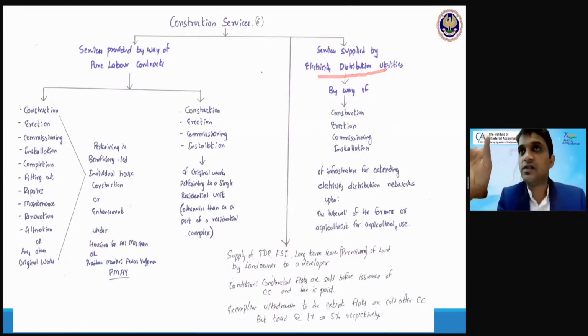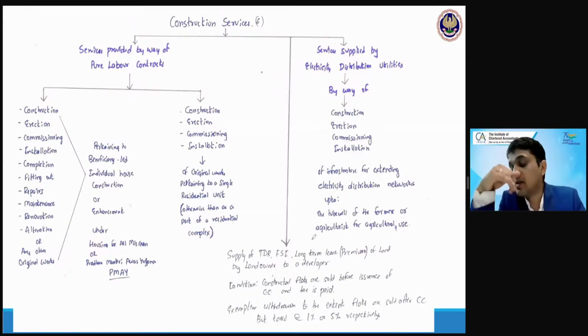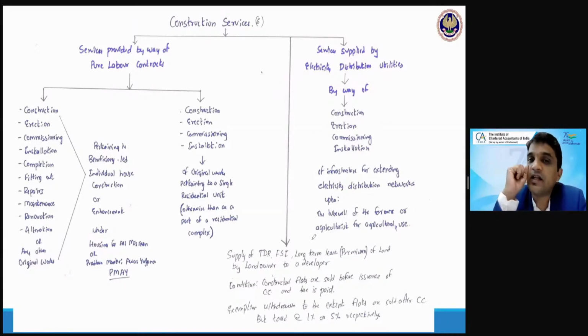When an electricity company is laying out certain electricity line, which is by way of construction, erection, commissioning, or installation of infrastructure for extending electricity distribution networks up to the tube well of the farmer or agriculturist for agricultural use. So, when an electricity distribution company is laying down new electricity lines, they're doing some construction, erection, installation in one line, and there are some farmlands in between. Now, these farmers say that since you are laying down an electricity line, we will need electricity till our land also, because in our tube well, that is the well, we need the water irrigation to happen. So you lay down extra lines till my tube well.